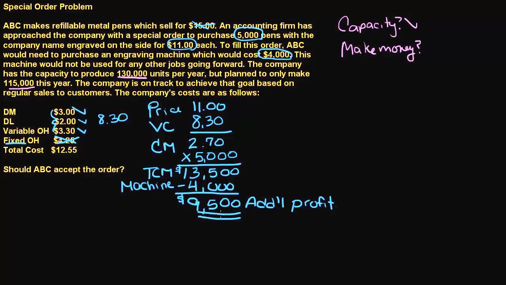Okay, so with that additional profit, should ABC accept the order? Yes. You always want to accept the order if we have the capacity to make it and if we're going to make money, which is a wonderful thing. So we'll put a check mark next to that. Yep, we're going to make money. And the last thing that you always want to consider when you're doing a special order is, will it affect regular sales?